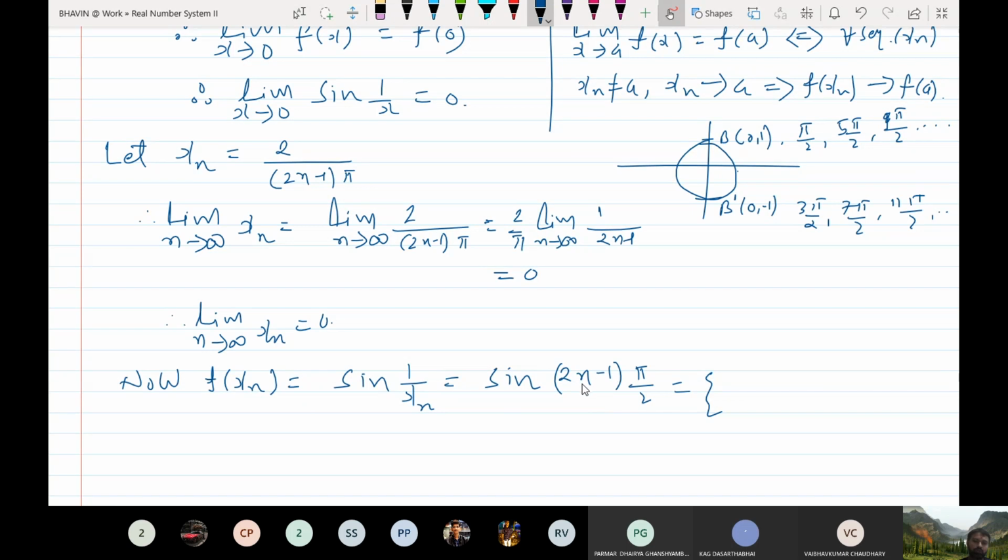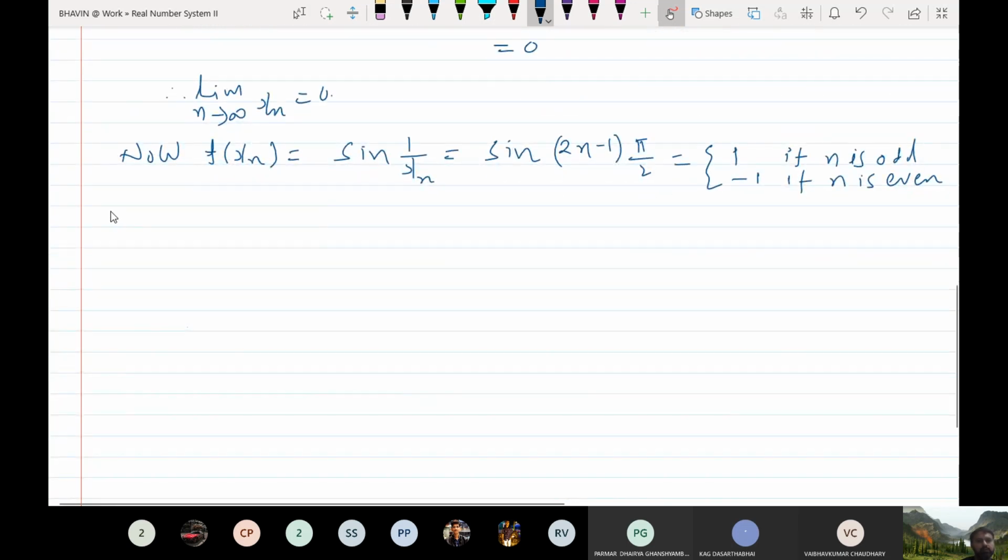If you take n equal to 2, then (4 minus 1), 3 pi by 2. So 3 pi by 2 here, it takes minus 1. Again, if you take n equal to 3, (6 minus 1), 5 pi by 2, that is here 1. So there are two possible values, 1 and minus 1. When will you get 1? If n is odd, and minus 1 if n is even.